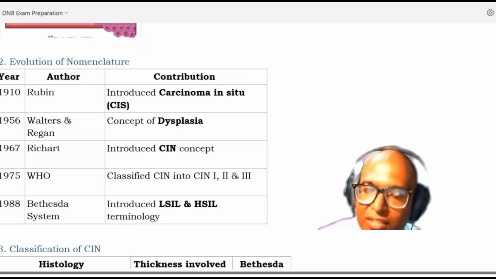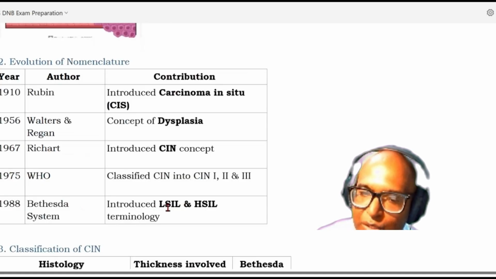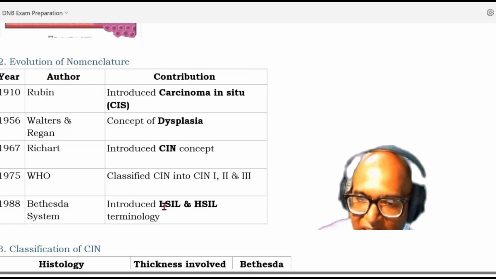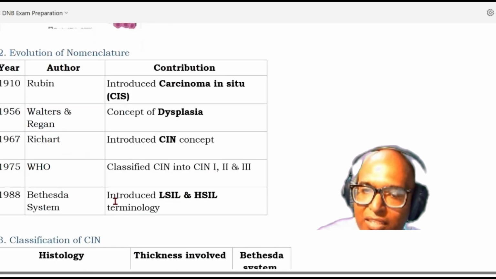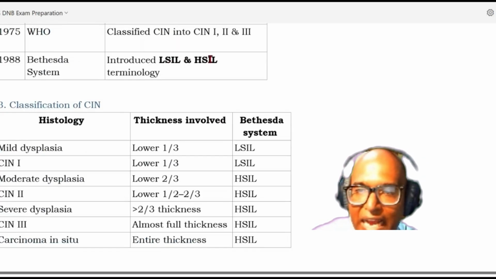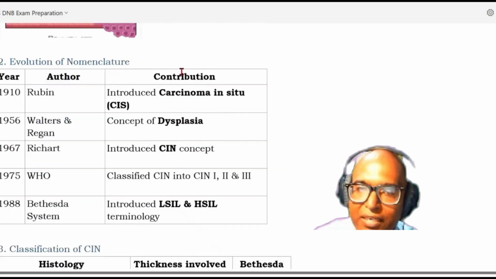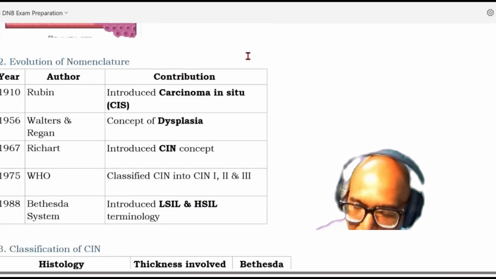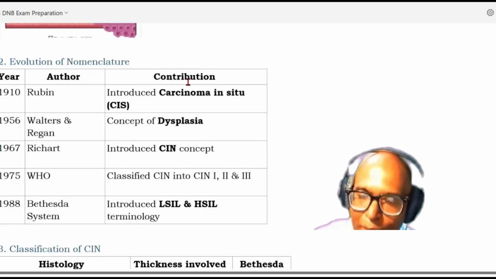And the latest one, in 1988, the Bethesda system. Now we use the terms such as LSIL and HSIL. These are the terms which are used now: low-grade squamous intraepithelial lesion and high-grade squamous intraepithelial lesion. So these are the two terms, and as a specialist, you should know how the evolution of the nomenclature has happened and what the correlation of this is.